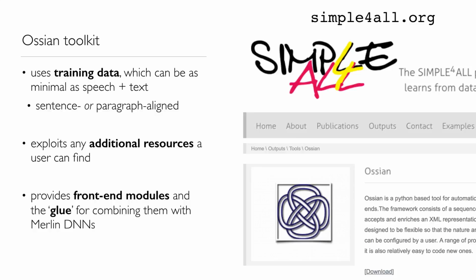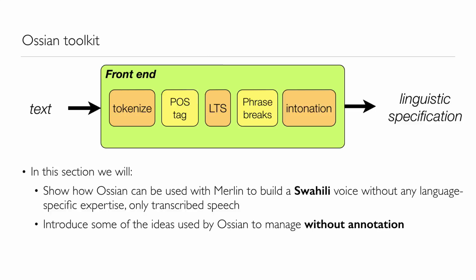And ultimately the aim of the tool is to try and exploit any other resources you can put into it in a seamless way. Although today I'm just going to talk about the most naive approach with the minimal resource scenario. So this toolkit supplies front-end modules and also it kind of acts as a glue for incorporating them with neural nets trained with Merlin.